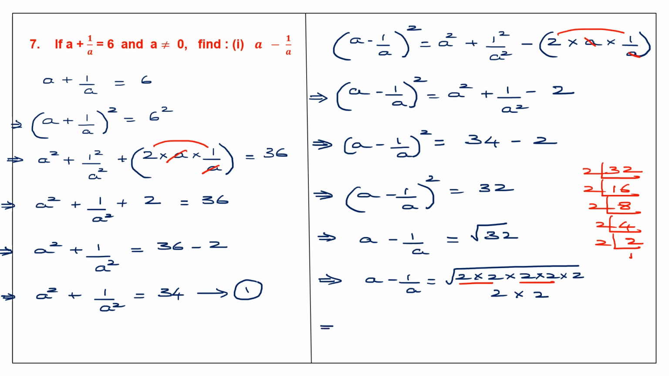So this will be a minus 1 by a is equal to 2 2's are 4, 4 root 2, because this 2 remains inside, it doesn't have a pair. Now this is plus or minus. So a minus 1 by a, we have found the answer to be plus or minus 4 root 2.